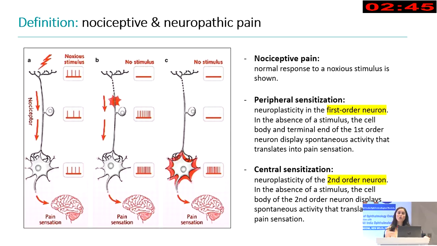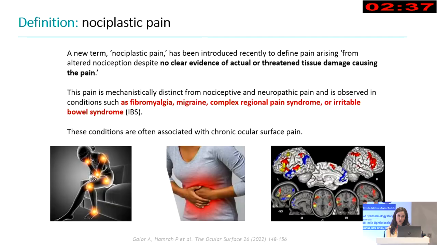Depending on where we have the lesion, the first order or the second order, we will have a peripheral or a central sensitization. And of course, we have other patients that won't have a clear evidence of actual or threatened tissue damage causing the pain, but these patients will be named as nociplastic pain, and they are correlated with conditions such as fibromyalgia, migraine, complex regional pain syndrome, or irritable bowel syndrome. And they can be coexisting, so it's important to know that this happens.